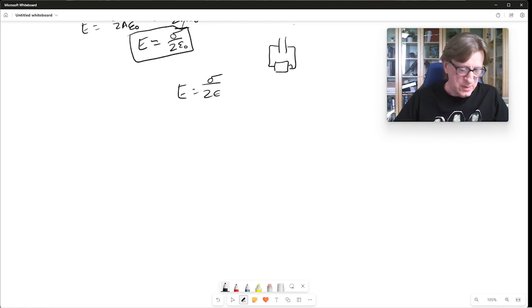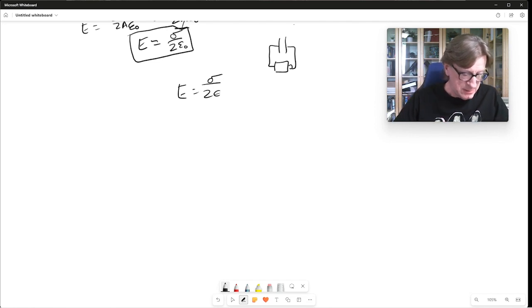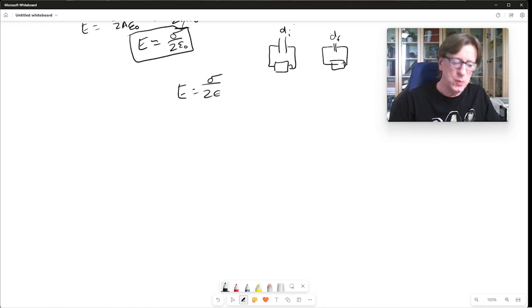All right, so the question says, keeping the capacitor connected to the battery, suppose you were to bring the plates of the capacitor closer together. So maybe we'll call this D initial, and we'll call this one, where they're closer together, D final. And here's my battery right here. So we want to know what's going to happen.